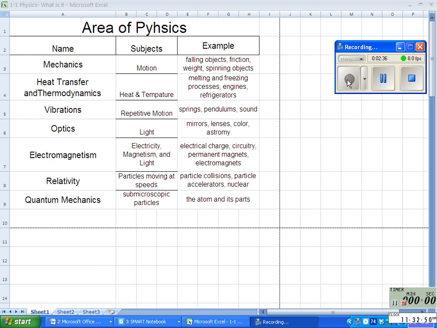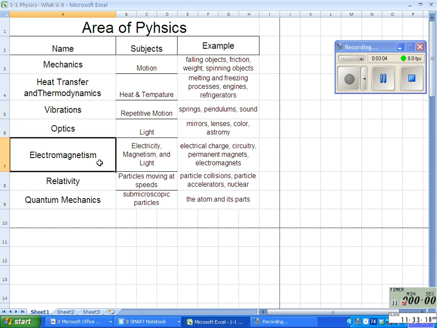In physics, there are many different branches. For example, in your book, figure 1-1, you have the names of the different types of physics. For example, you have mechanics, heat transfer, vibrations, optics, electromagnetism, relativity, and quantum mechanics. Each of those names deals with specific subjects.